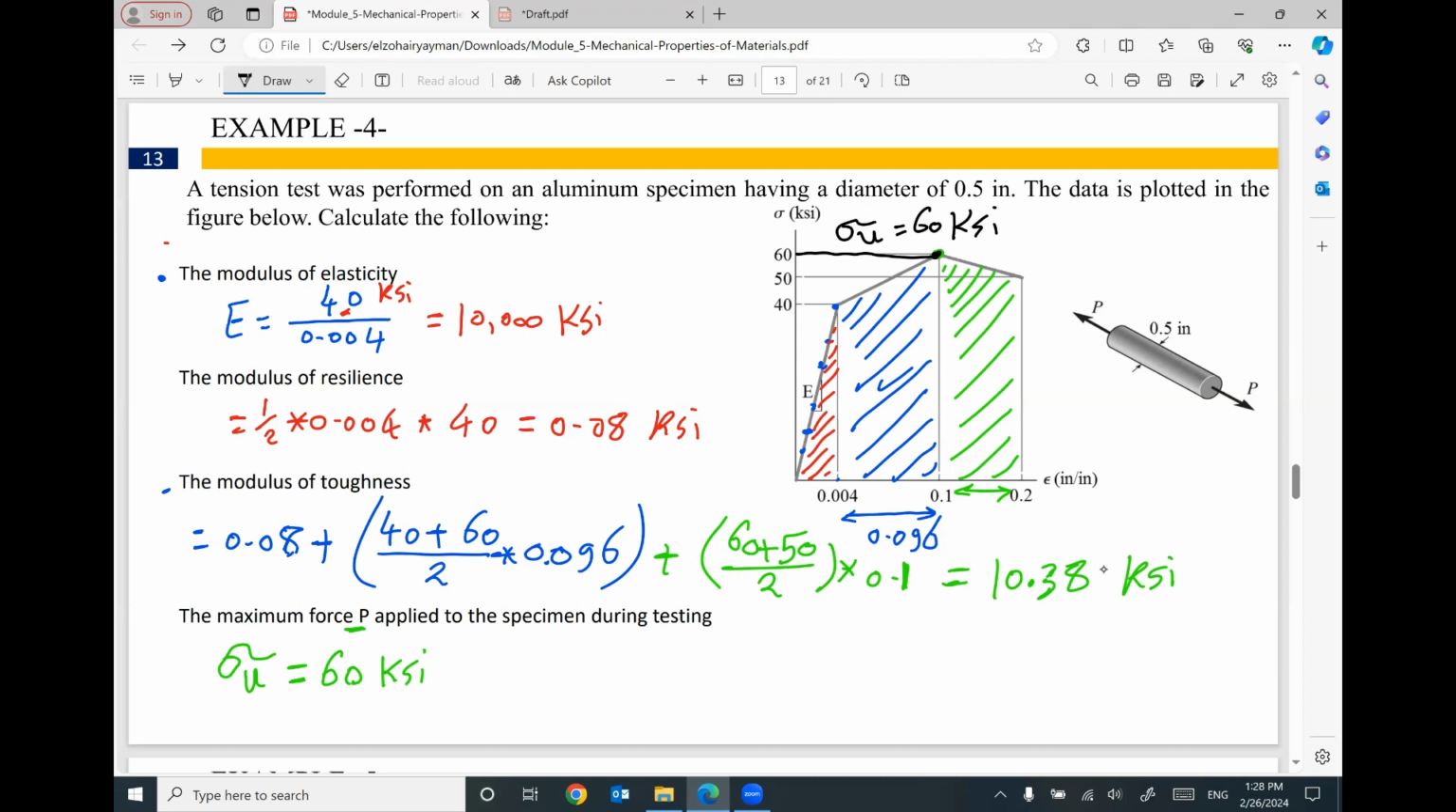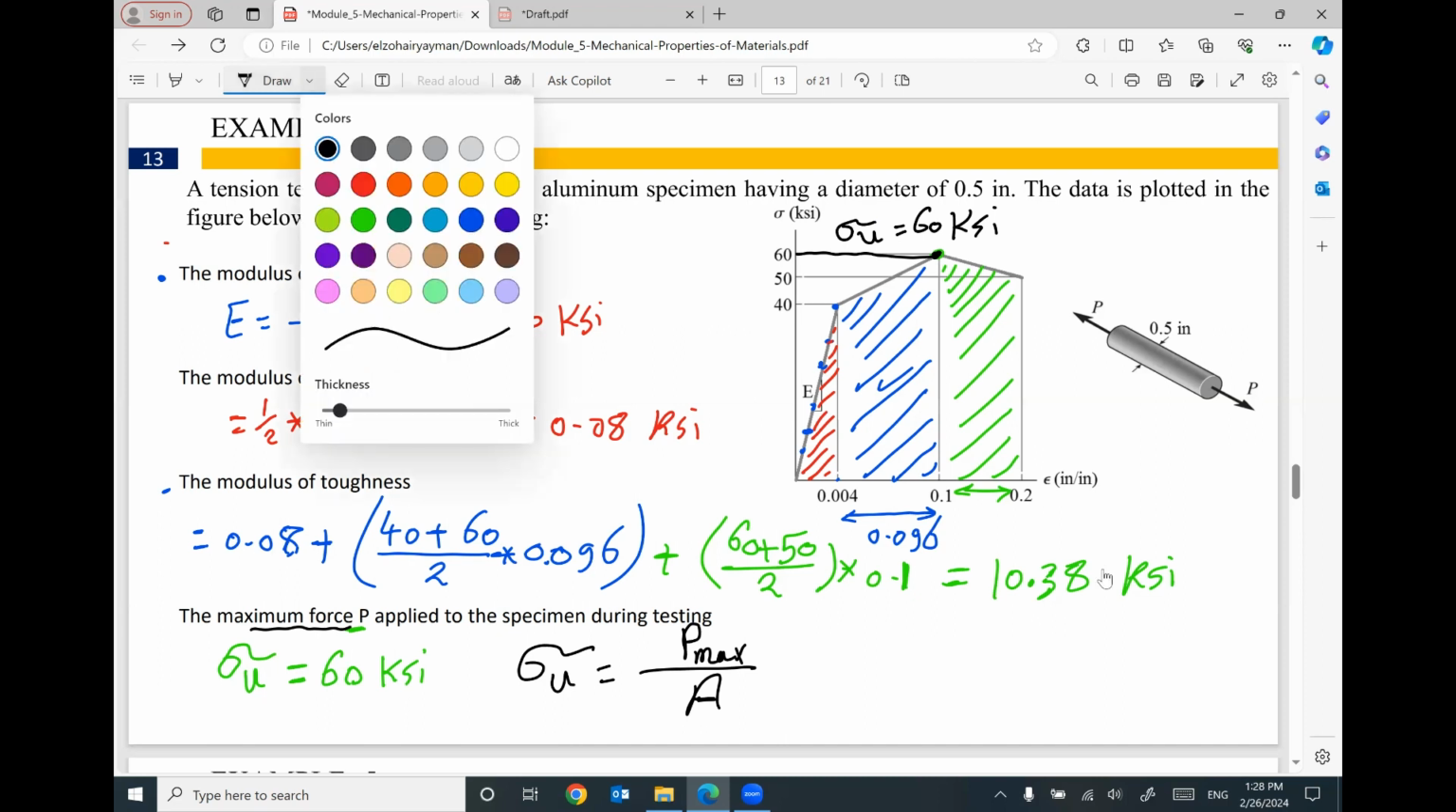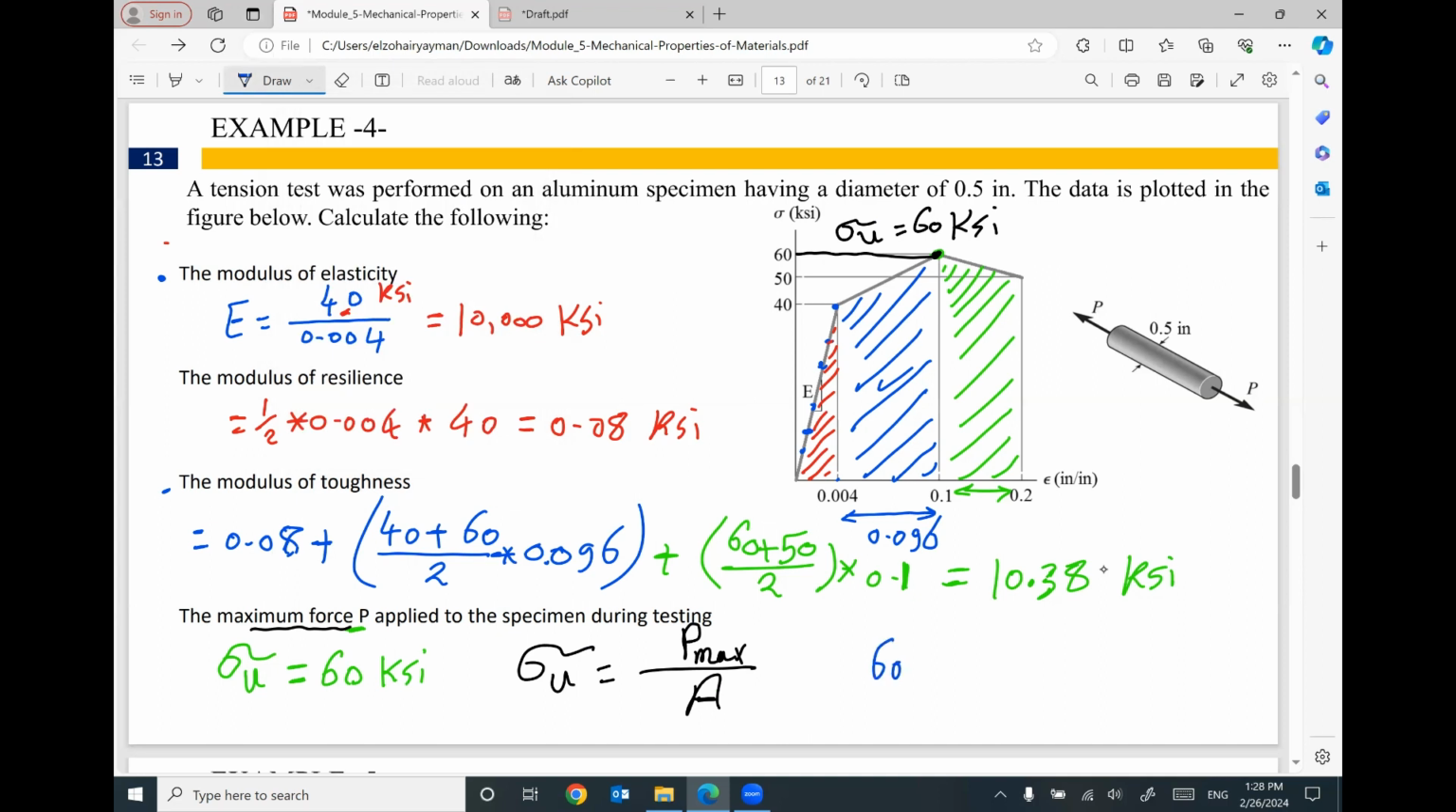If you would like to figure out the maximum force, keep in mind this sigma ultimate equals the maximum force we can reach divided by the cross-section area of the specimen. Stress equals force divided by area. Right now, we have everything. Stress is the maximum, 60 KSI. The applied force, I don't know, divided by the cross-section area, which is a circle with a diameter equal to 0.5. So pi divided by 4 times 0.5 squared.